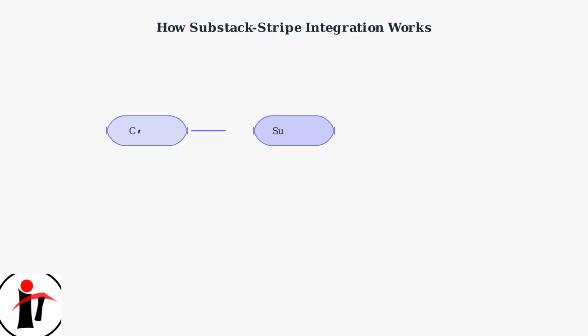Here's how it works. When you become a creator on Substack, the platform automatically creates a connected Stripe account for you. This seamless integration handles all payment processing without requiring you to set up Stripe separately.